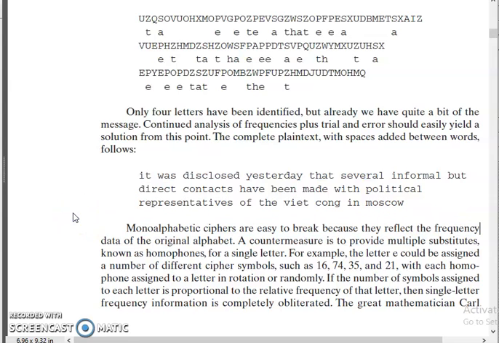So monoalphabetic ciphers are easy to break because they reflect the frequency data of the original alphabet. Even by using permutations, monoalphabetic ciphers are easy to break, because the cryptanalyst uses the frequency of the English language to break the code.